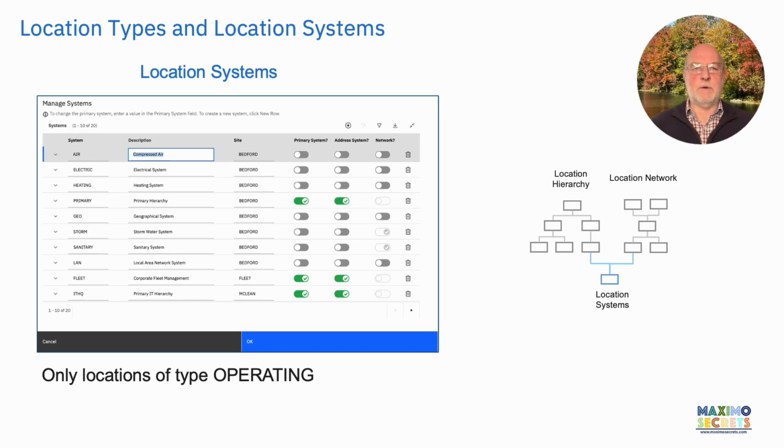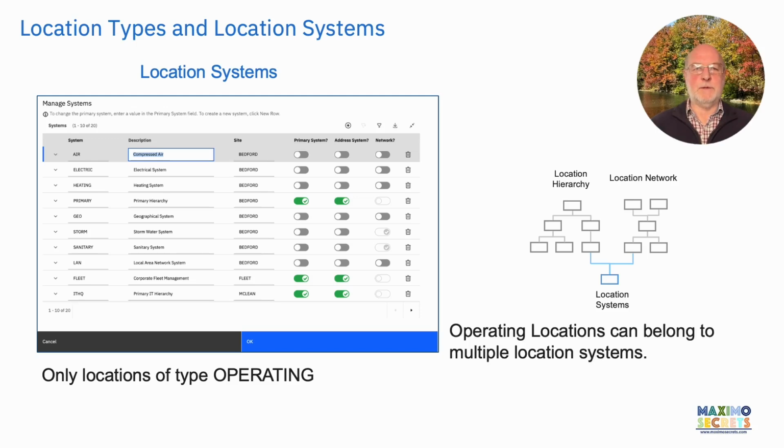When an outage is required on a circuit, you can identify all the locations which belong to it. An operating location can belong to multiple systems, either hierarchy systems or network systems. A location system is a means of grouping locations that share a common purpose. If there is a need for outage management, then consider defining a system for the locations that would be offline during an outage.